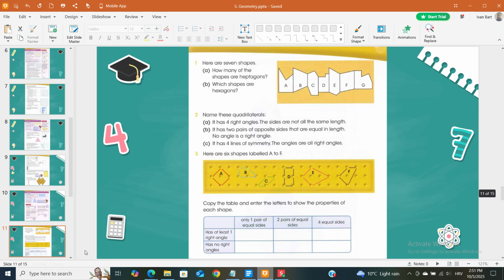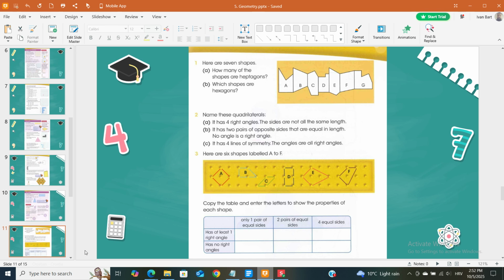1. Here are 7 shapes. (a) How many of the shapes are heptagons? (b) Which shapes are hexagons? A, B, C, D, E, F. 2. Name these quadrilaterals.